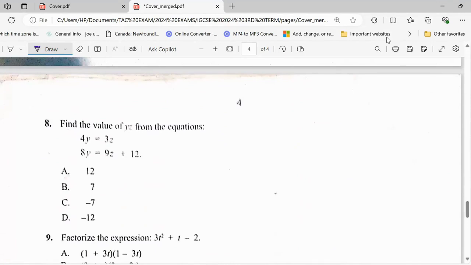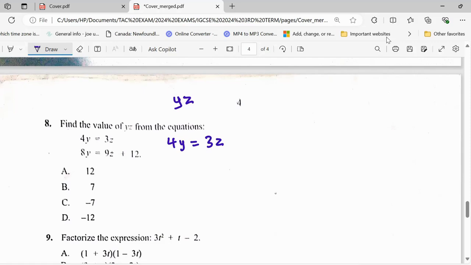Now, question number 8, we are asked to find the value of yz. So we are looking for this product here. So now we have 4y equals 3z, and this is 8y equals 9z plus 12.